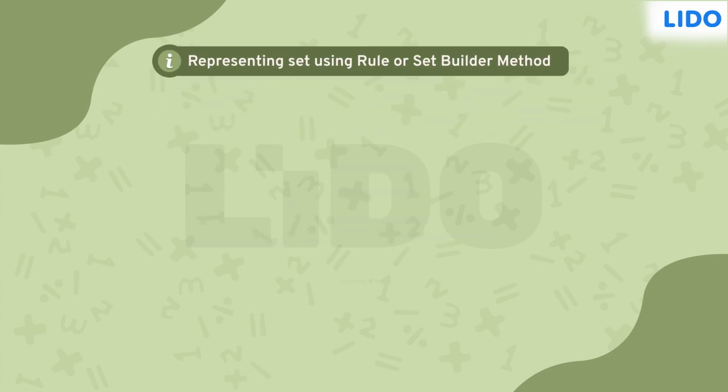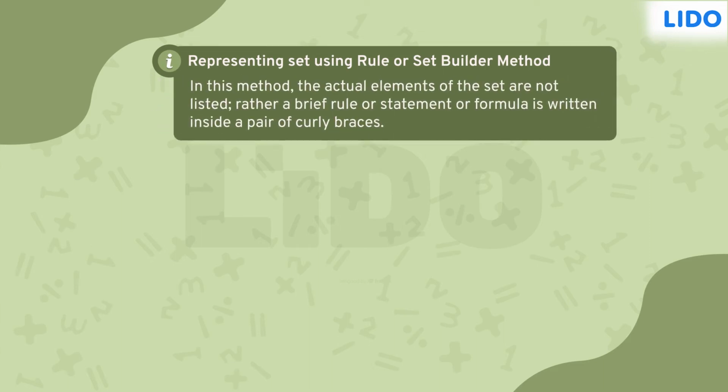Lastly, we have the rule or set builder method. In this method, the actual elements of the set are not listed. Rather, a brief rule, statement or formula is written inside a pair of curly braces. Looks confusing? Well, it's not. In simple words, it is the method that lists the rule which defines the common property of the elements present in the set.